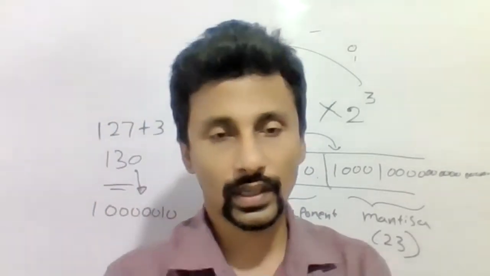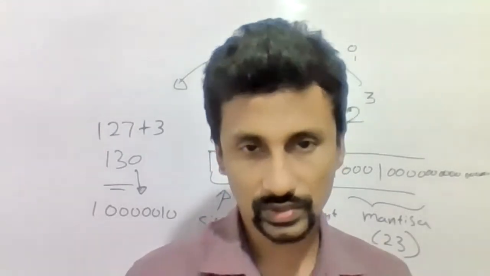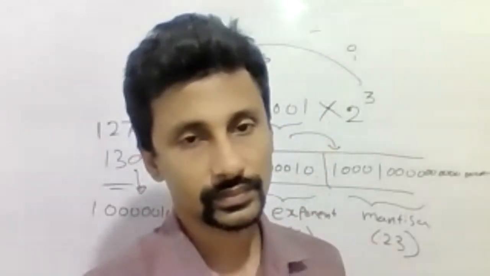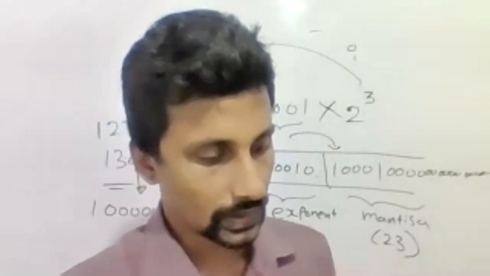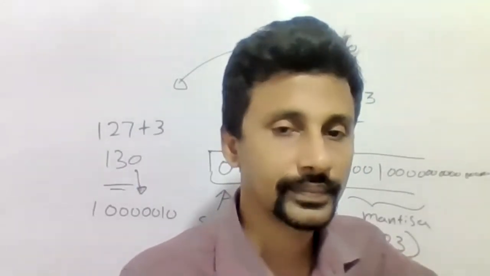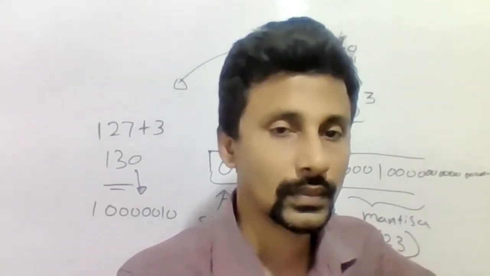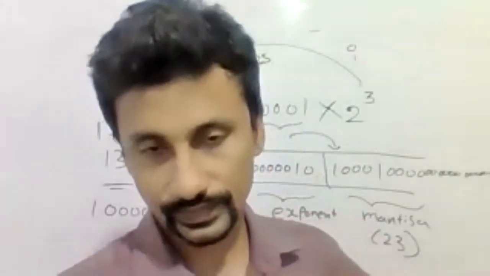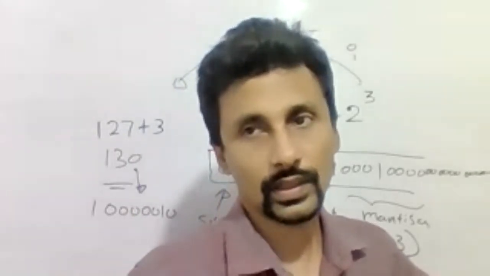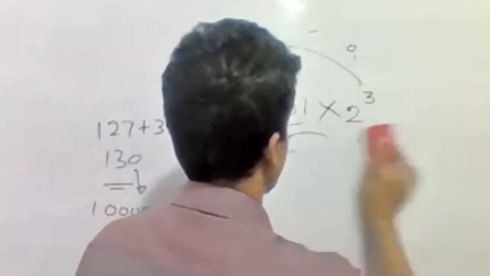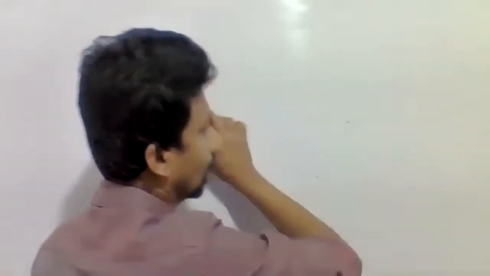Within brackets put: if you are using double precision, 64 bit, it is 1 bit for sign, 11 bits for exponent, and 52 bits for mantissa.